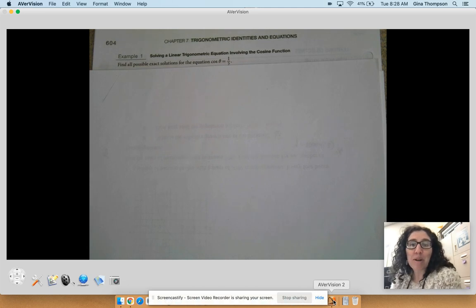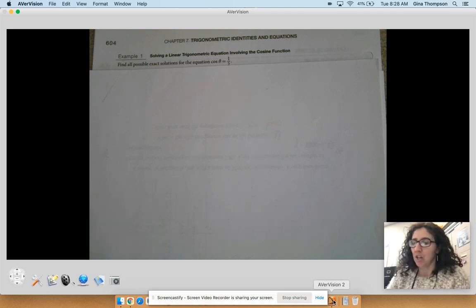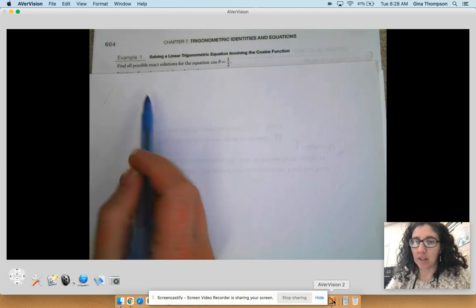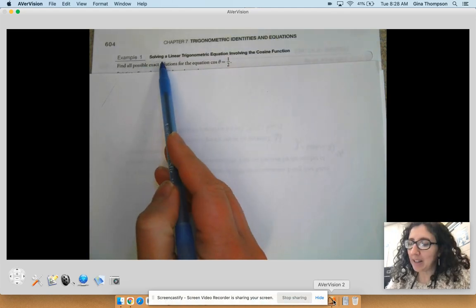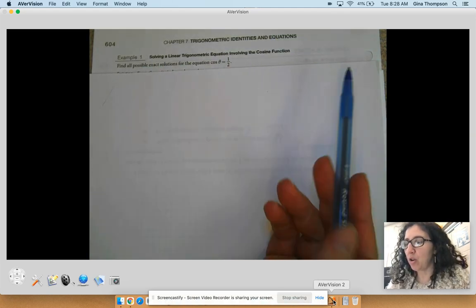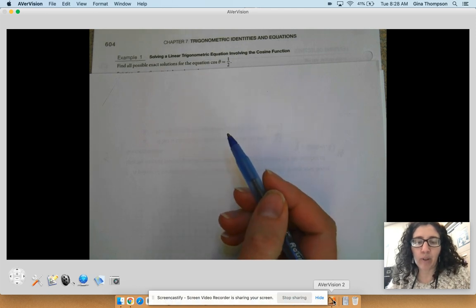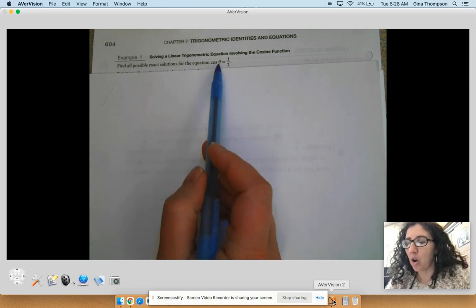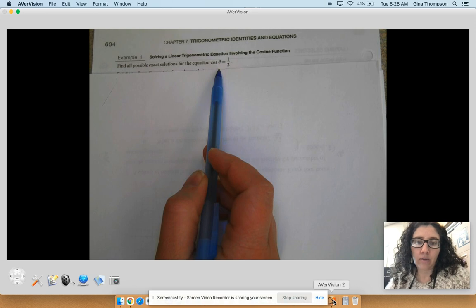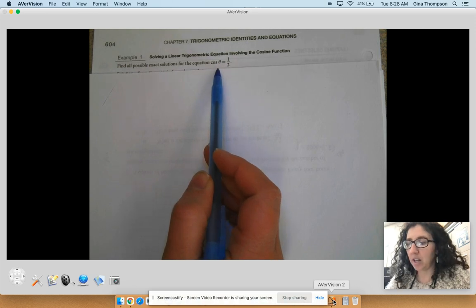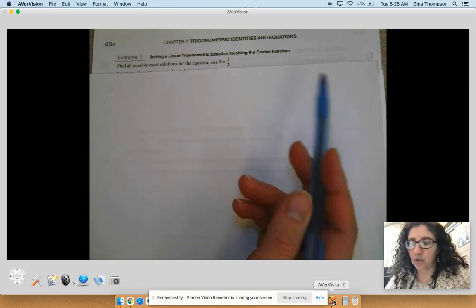All right, we are going to talk about section 7.5, which is solving trigonometric equations. Okay, so let's start with this one. Let's just think about this. Find all possible exact solutions for the equation cosine of theta equals 1/2. Okay, so what is this even asking? We're asking what angles theta could be that are going to give us this exact answer, 1/2.